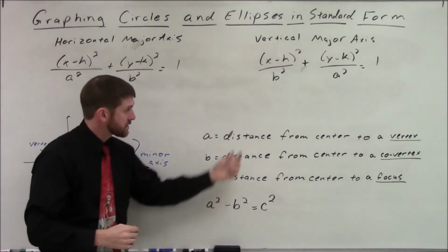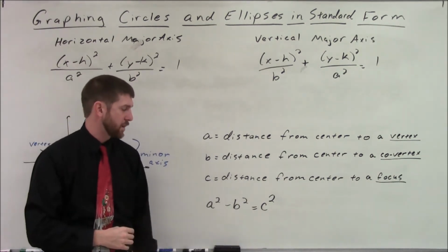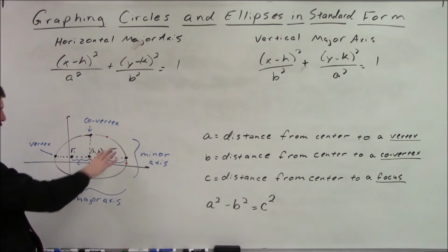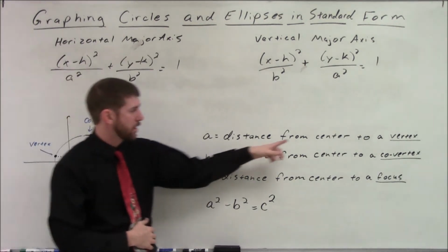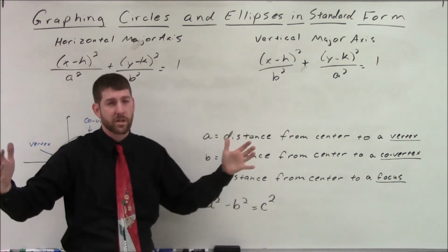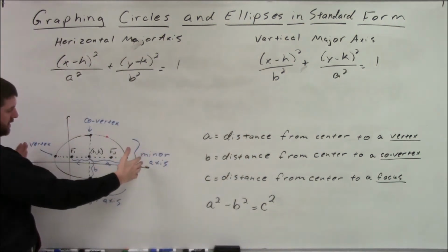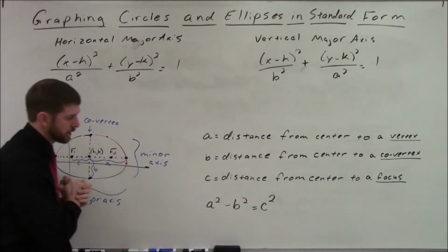But again, it still comes back to a squared, b squared, and c squared, or a squared minus b squared equals c squared, to put all that information together to make a graph for us. A is always the longer distance because it's always to the vertex. The vertices are the farthest points from the center. The co-vertices are the closest points to the center on our ellipse.